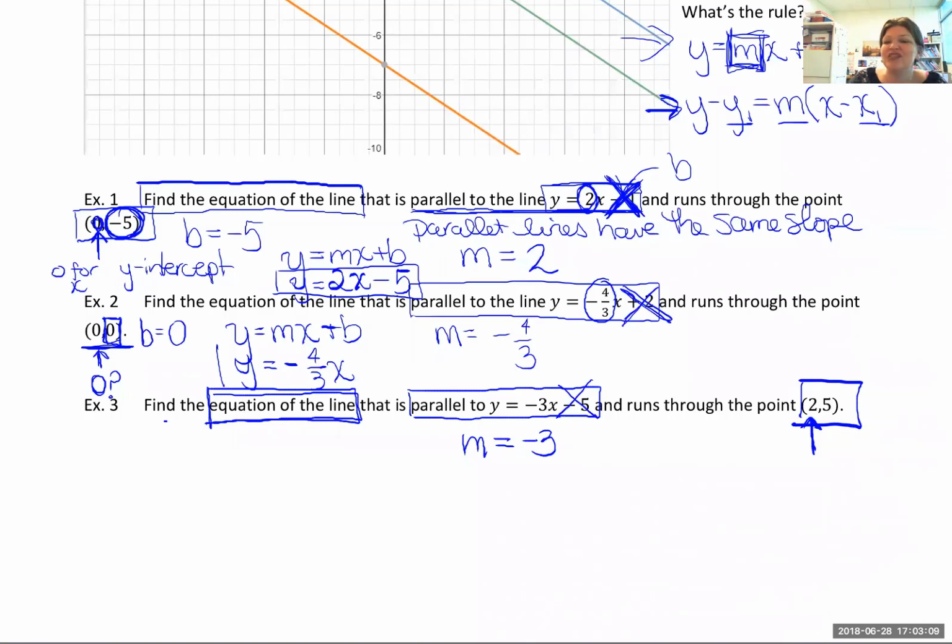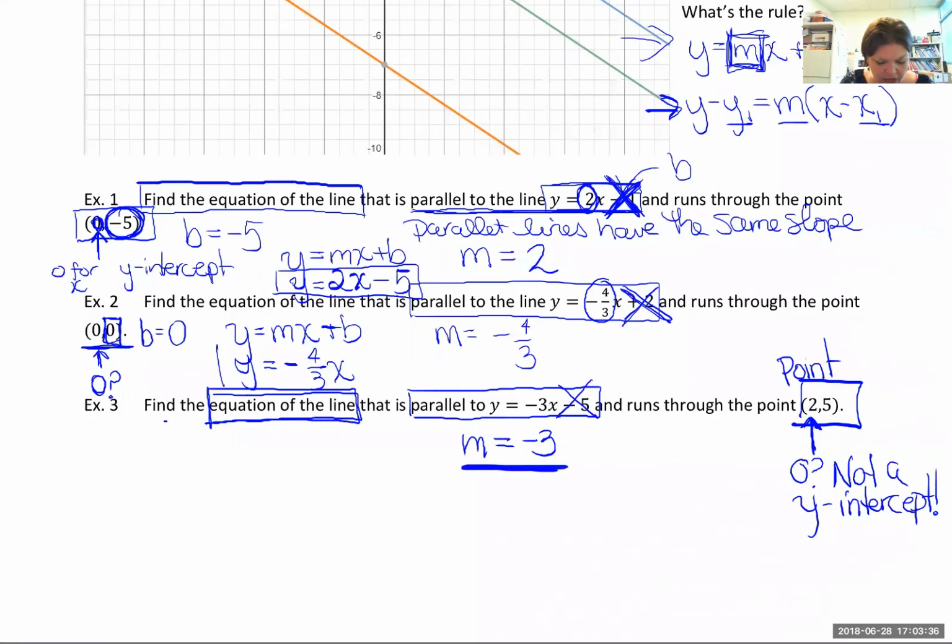So they didn't give you the same kind of information this time. They didn't give you that special point, the y-intercept. This is just any old point. This is not the y-intercept because that's not a 0. Let me just take good notes for you. This is just a regular plain old point. So this time I know my slope and I know a point. It would probably serve me best to use the other equation I've been given, the point slope form.